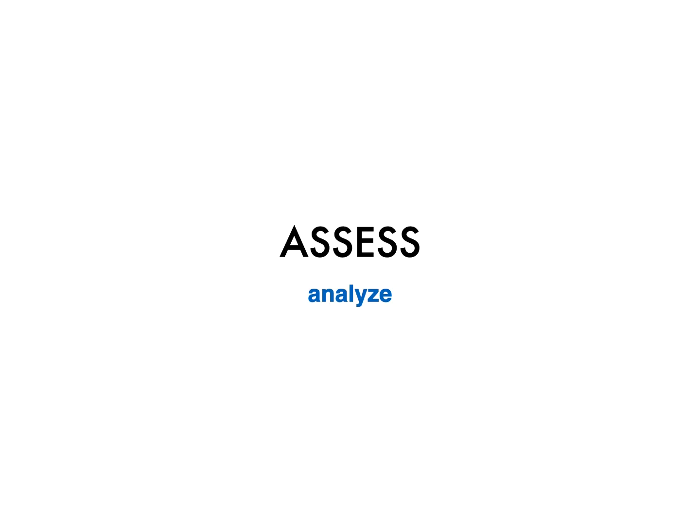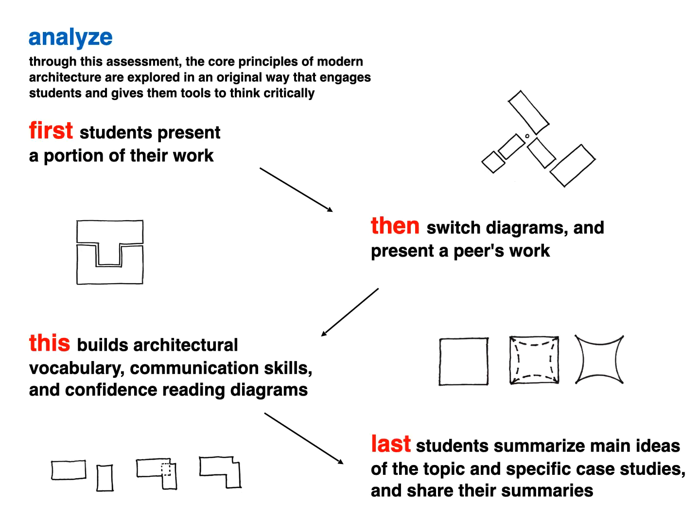The last part of the methodology is assess. This is very important for students to look back on their work that they've done in the course and what they've shared and assess. The peer reviews are collected and shared in breakout sessions. Back in the main room, students present part of their work and also switch diagrams with a peer to present their peer's work. This exercise builds architectural vocabulary, communication skills, and provides practice reading diagrams.